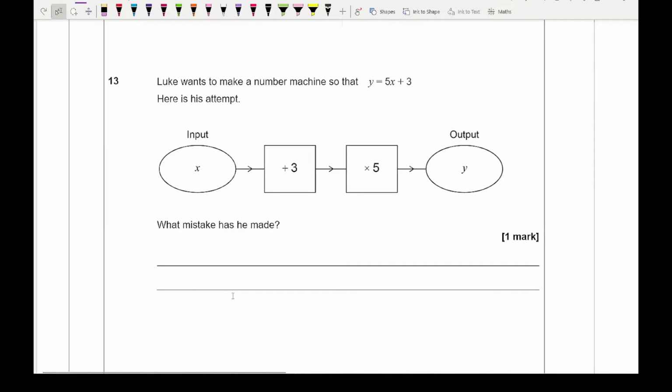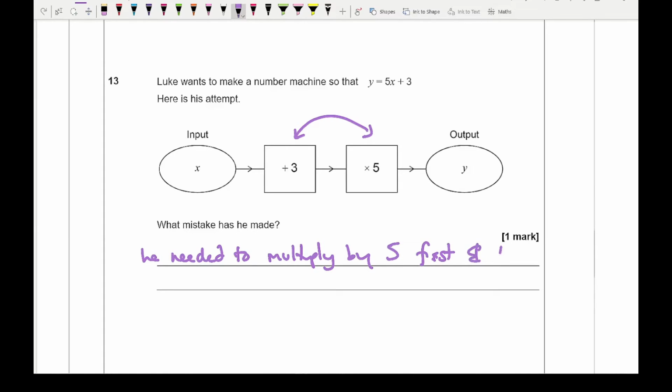Question 13 says Luke wants to make a number machine so that y equals 5x plus 3. Here is his attempt. What mistake did he make? Well, the mistake that he made is that he got these two boxes the wrong way round. So he needed to multiply by 5 first, and then add 3. So in other words, he's got the two boxes in the wrong order. So something along those lines would be absolutely fine.